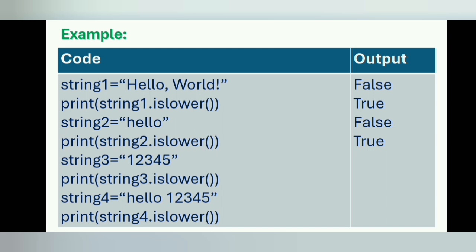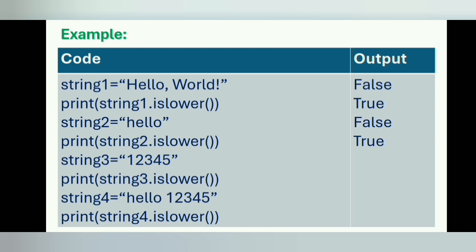Then we assign the string value hello to the variable string2. In the following statement, we apply the string.islower method to this string. Then the print statement prints the Boolean returned by the islower method. Here the output is true because all the characters in the string are in lowercase.